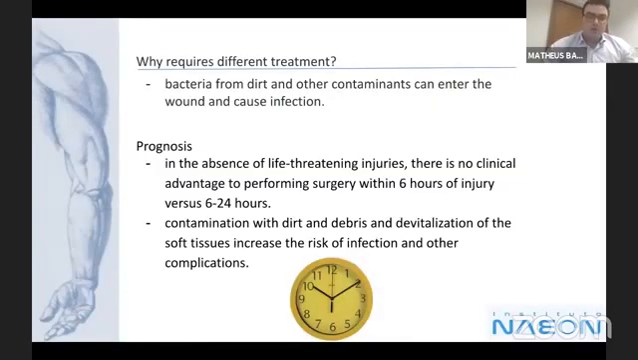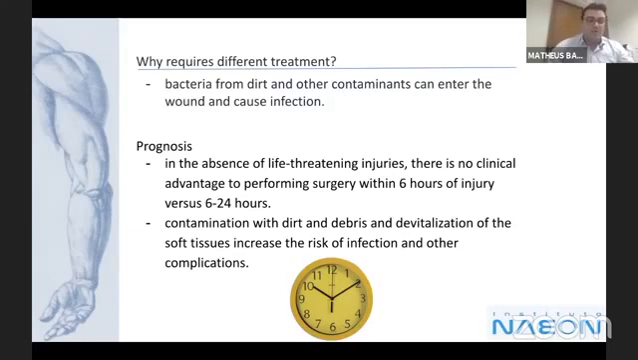Why does it require different treatment? An open fracture requires different treatment than a closed fracture, because once the skin is broken, bacteria from dirt and other contaminants can enter the wound and cause infection. For this reason, early treatment for an open fracture focuses on preventing infection at the site of injury. In the absence of life-threatening injuries, there is no clinical advantage to performing surgery within 6 hours of the injury versus 24 hours.